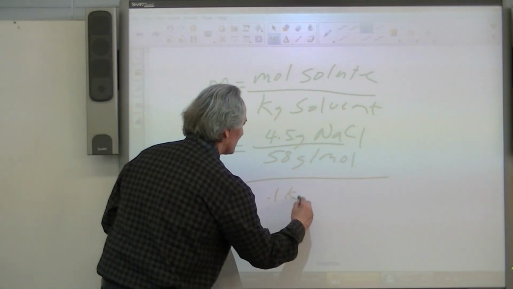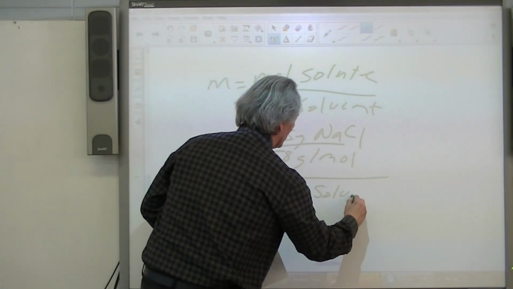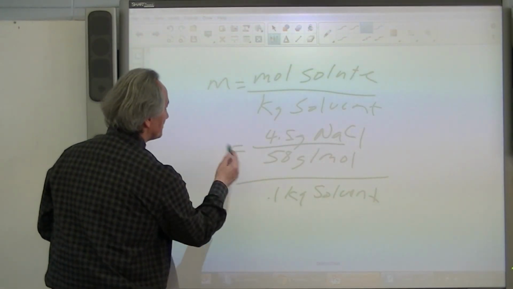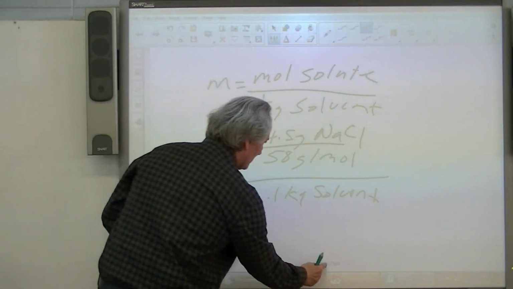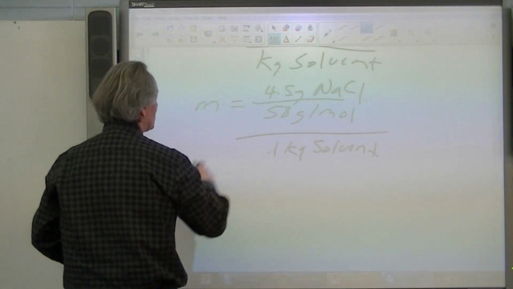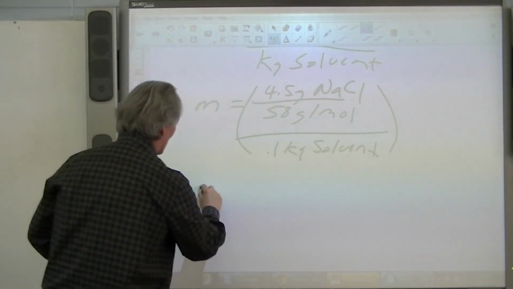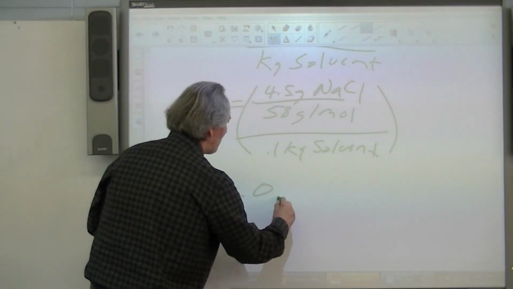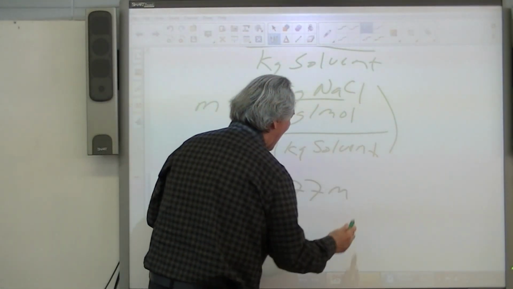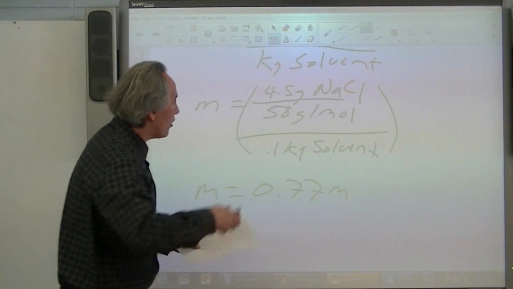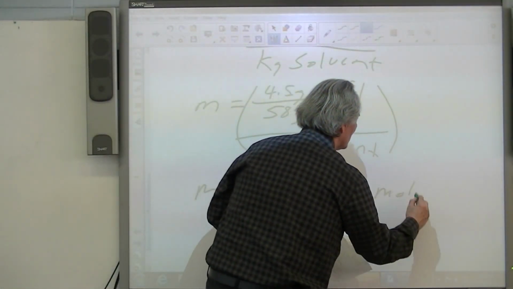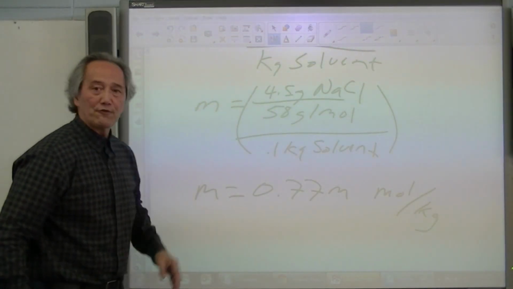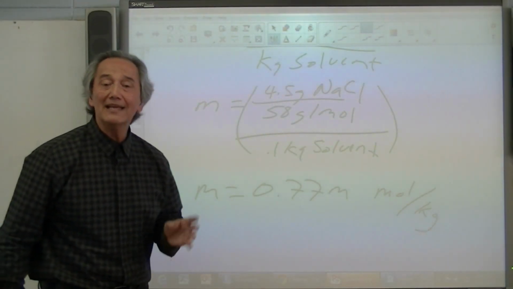Plug this data in, and so hence our molality. We plug this into our calculator, and our molality, or little m, in fact, should come to approximately 0.77 molal solution, or moles per kilogram. Moles per kilogram would be the unit. And that is our first expression and problem in molality.